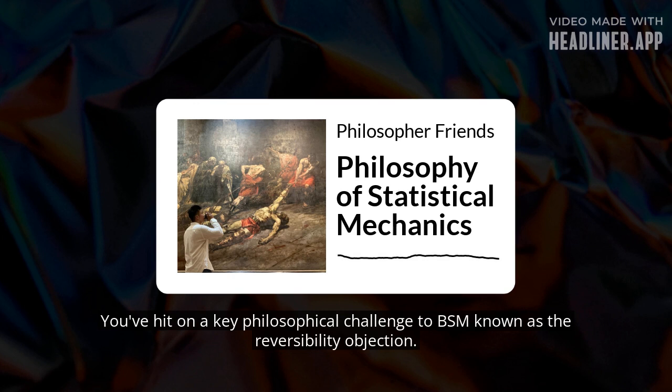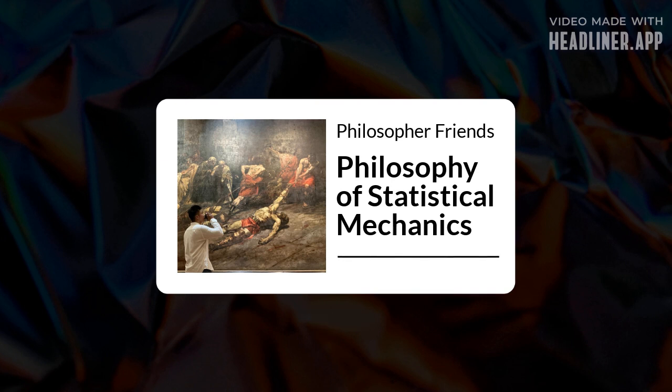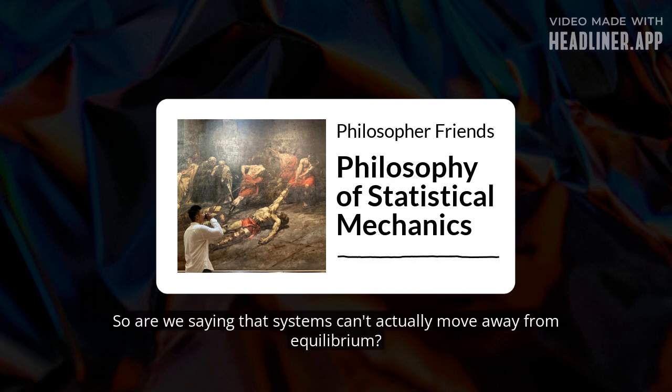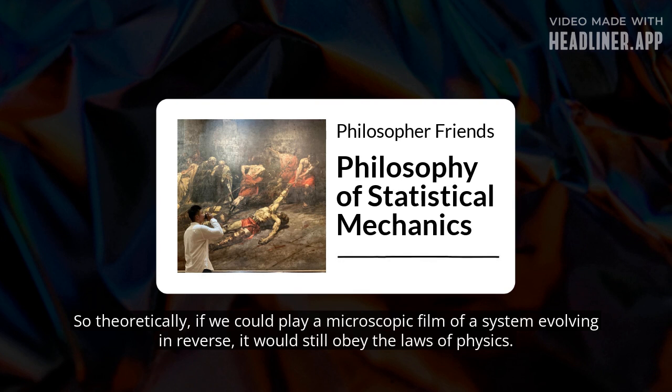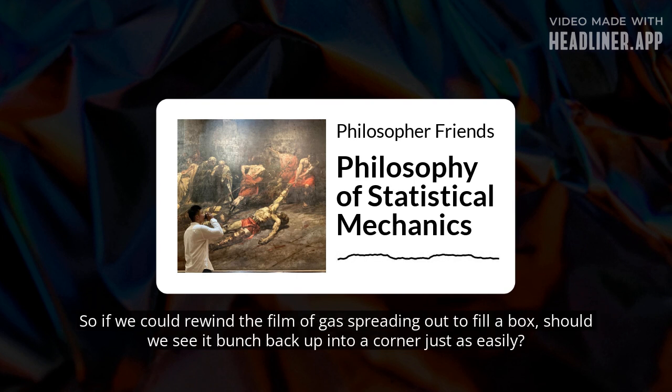You've hit on a key philosophical challenge to BSM known as the reversibility objection. Reversibility. Hmm. So are we saying that systems can't actually move away from equilibrium? Well, the laws of physics governing individual particles are often time reversible. So theoretically, if we could play a microscopic film of a system evolving in reverse, it would still obey the laws of physics. So if we could rewind the film of gas spreading out to fill a box, should we see it bunch back up into a corner just as easily?